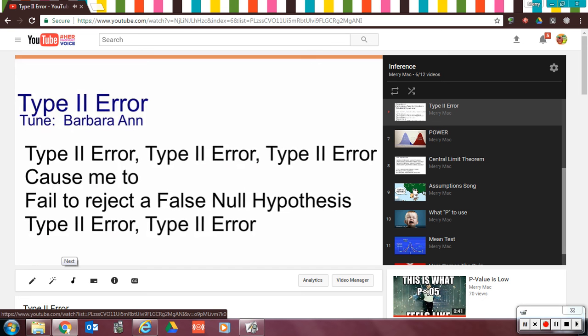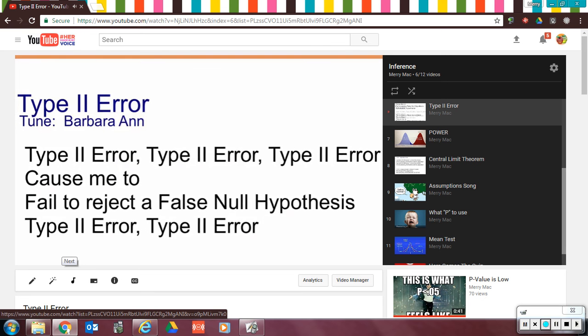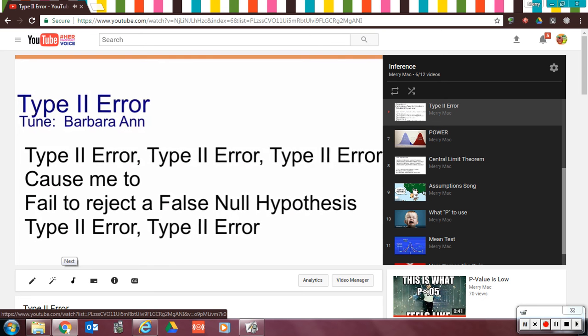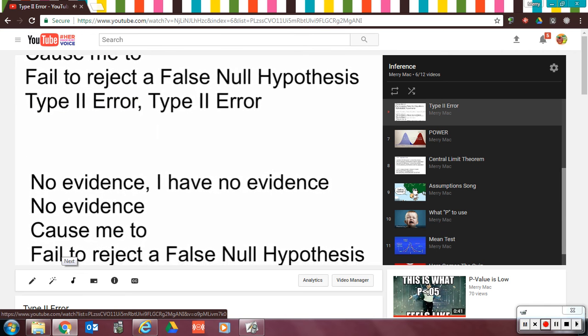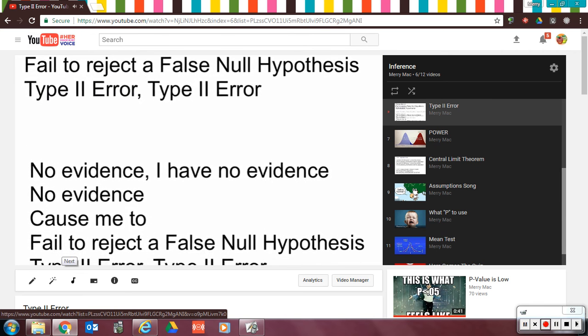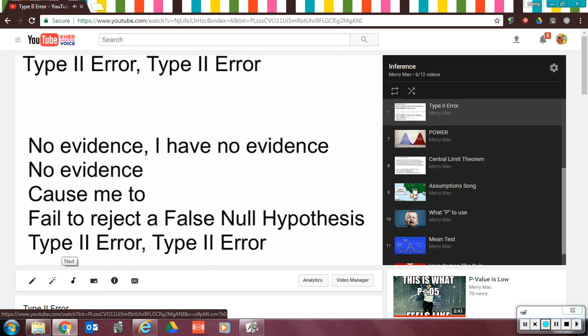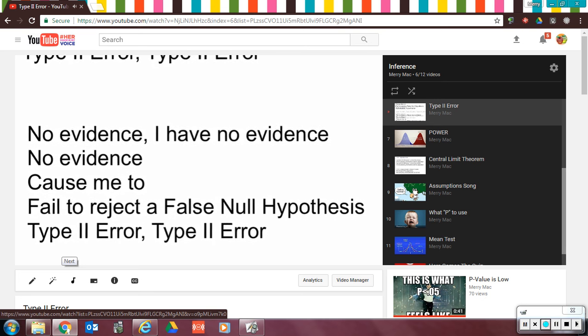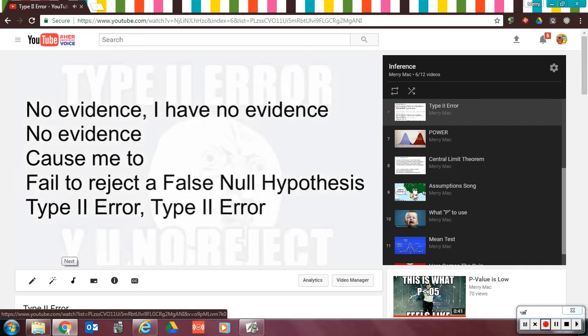Type 2 error. No evidence. Cause we to fail to reject the false null hypothesis. Type 2 error.